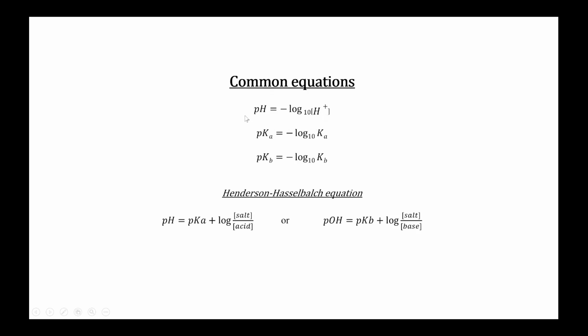Okay, so based on this pH equation, there are two more equations, pKa and pKb. So Ka is the dissociation constant of an acid, and Kb is the dissociation constant of a base. Okay, so based on this equation, you can define pKa as negative log of Ka, where K is the dissociation constant, as I've mentioned. For acids it is Ka, for bases it is Kb. So pKb is equal to negative log of Kb, and all these logarithmic equations are with the base 10.